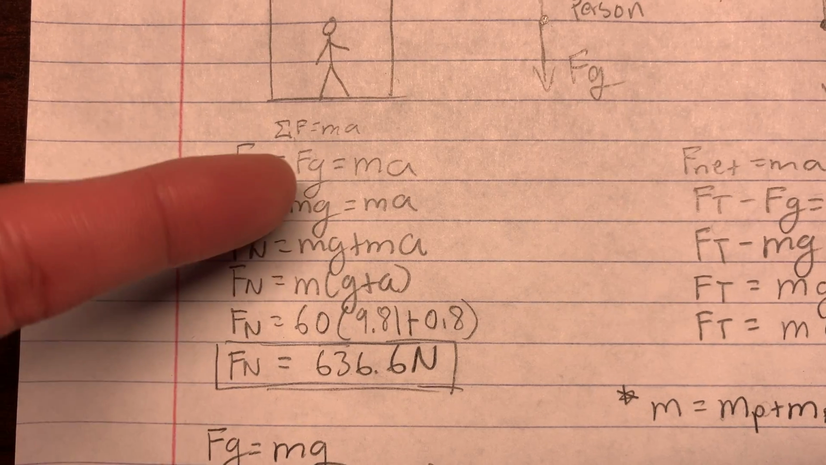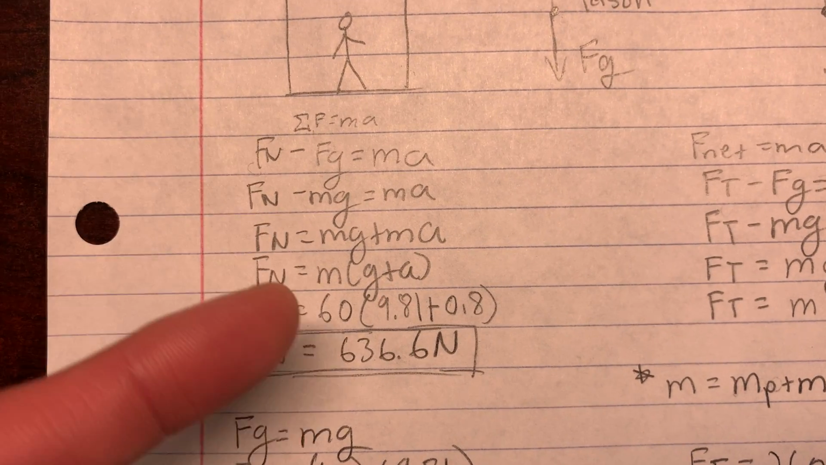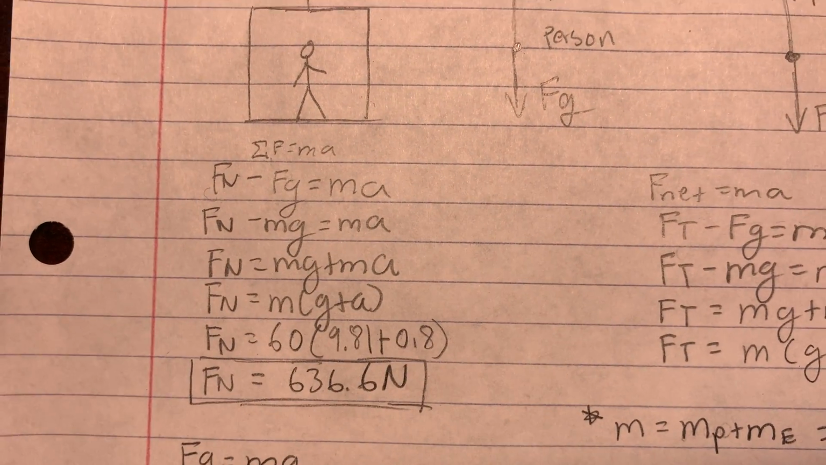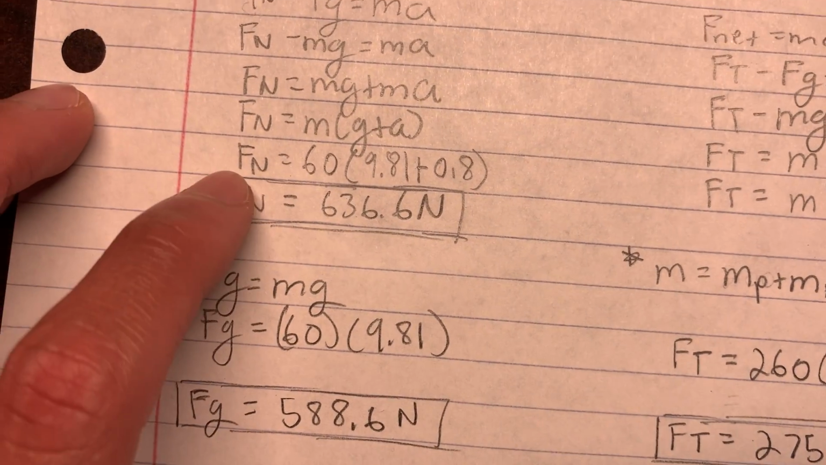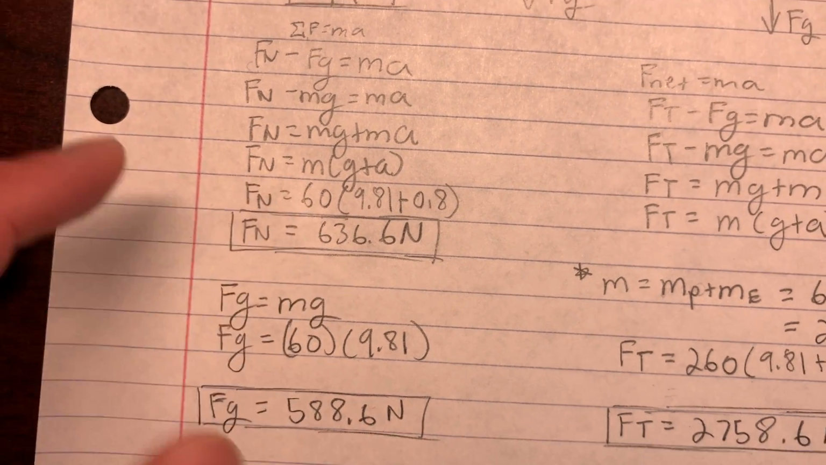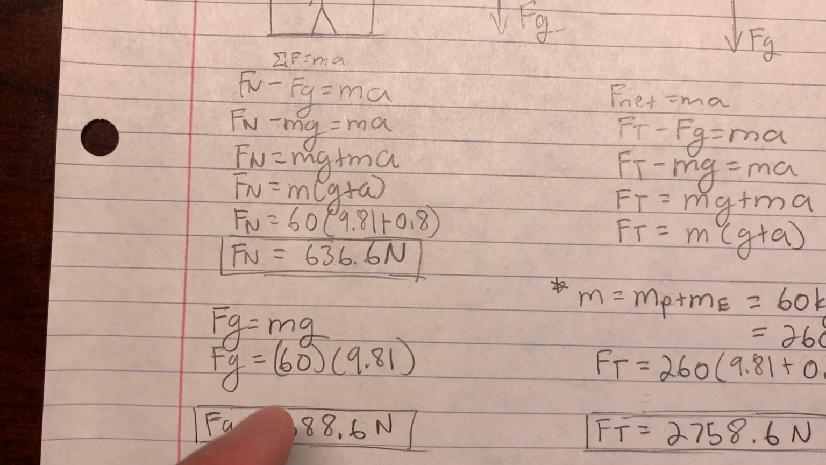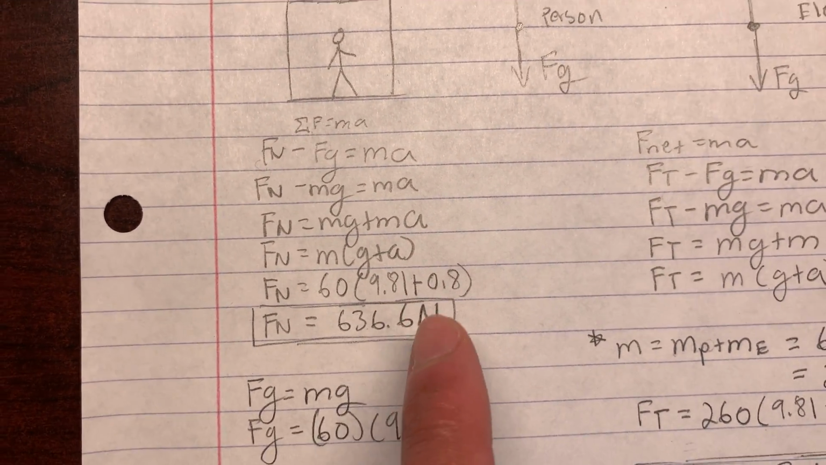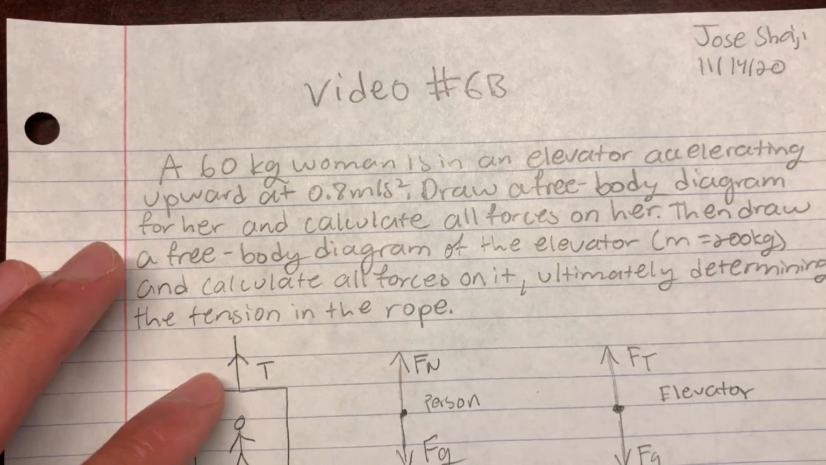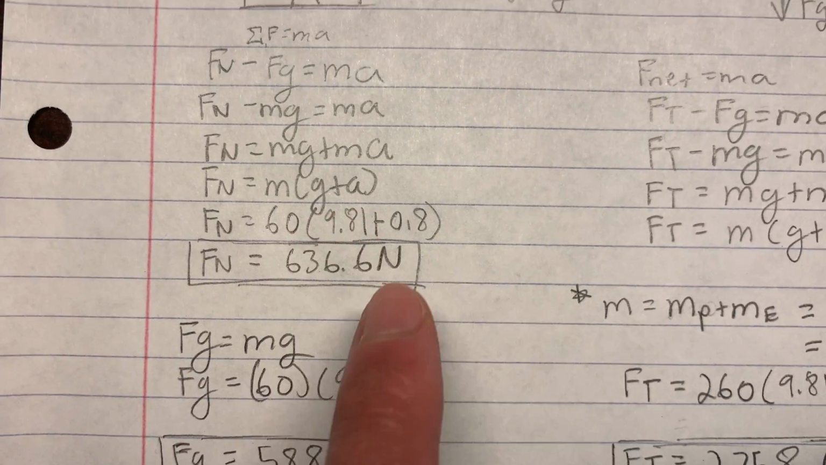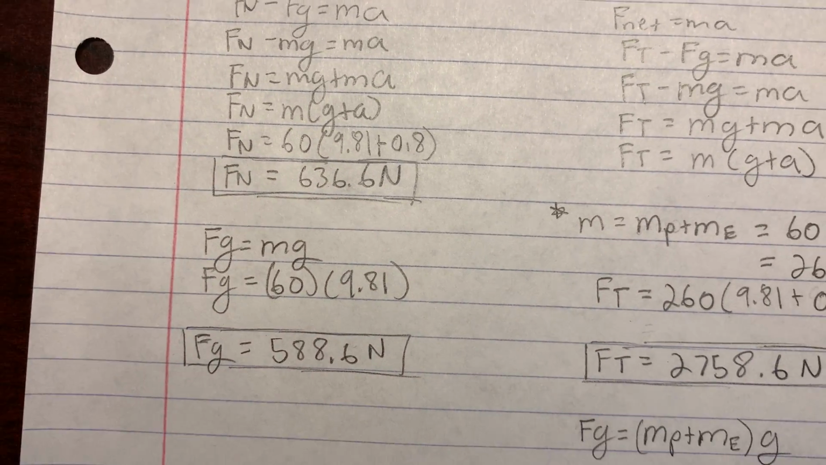Then we know that the force of gravity is mg, mass times gravity. Then you solve for the normal force, which is equivalent to m times (g plus a) after you factor m out. And you can plug in everything else after that. So F_N equals the mass of the person, 60, since this is the free body diagram of the person, times g, which is 9.81 meters per second squared, plus the acceleration of the person, who is accelerating with the elevator upward at 0.8 meters per second squared. You add those two accelerations together, and you get F_N equal to 636.6 newtons.